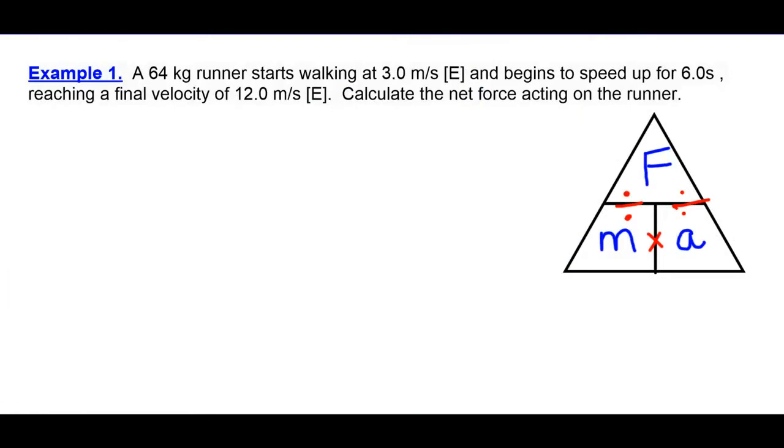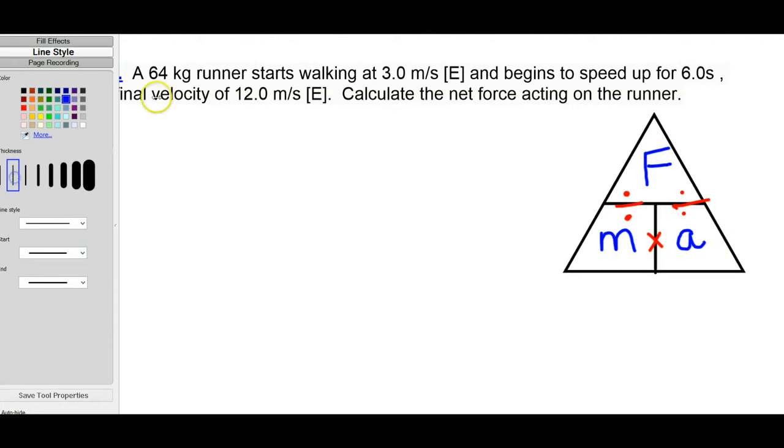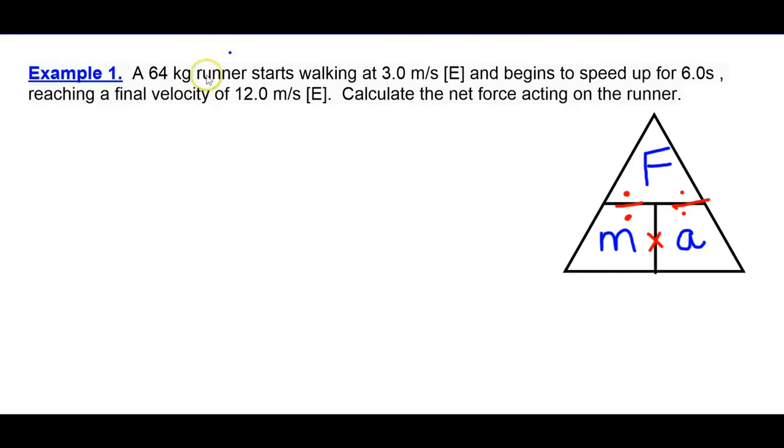Okay, so here's our first example. A 64-kilogram runner starts walking at 3.0 meters per second east, begins to speed up for 6 seconds, reaching a final velocity of 12 meters per second east. Calculate the net force acting on the runner. So they've given us a lot of information here, but what you want to do first is underline some of the important things and try to identify them as you go. So they've given us mass.